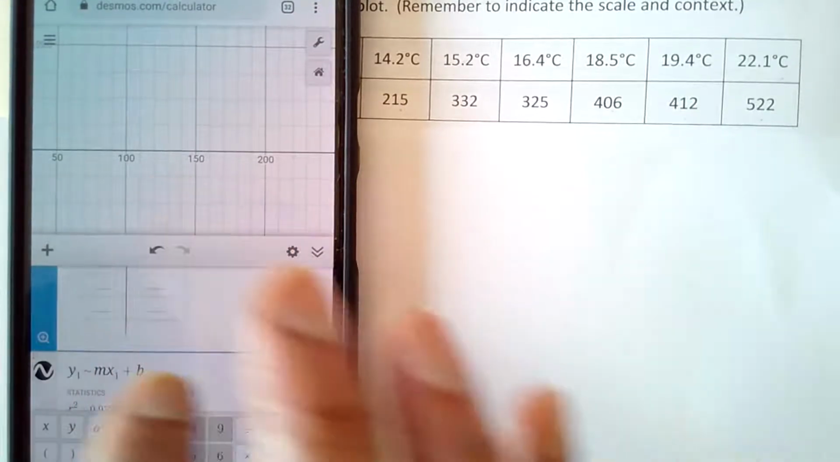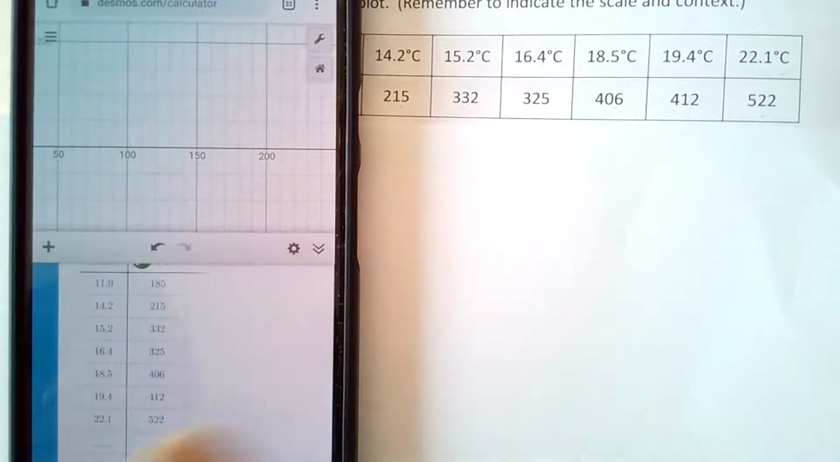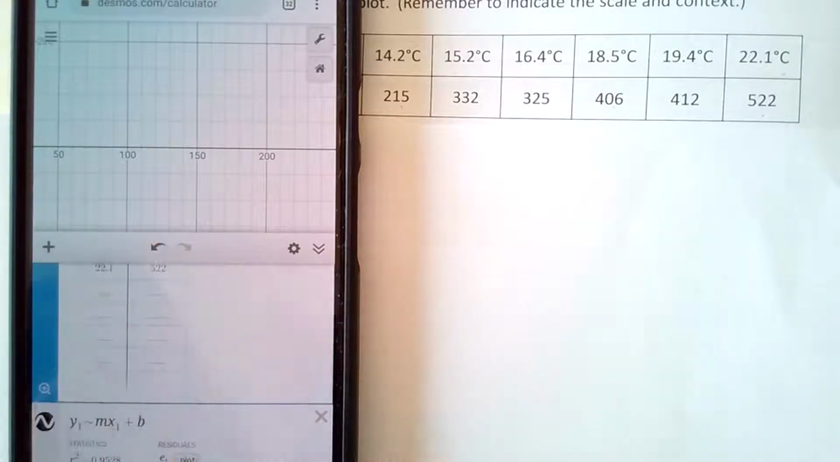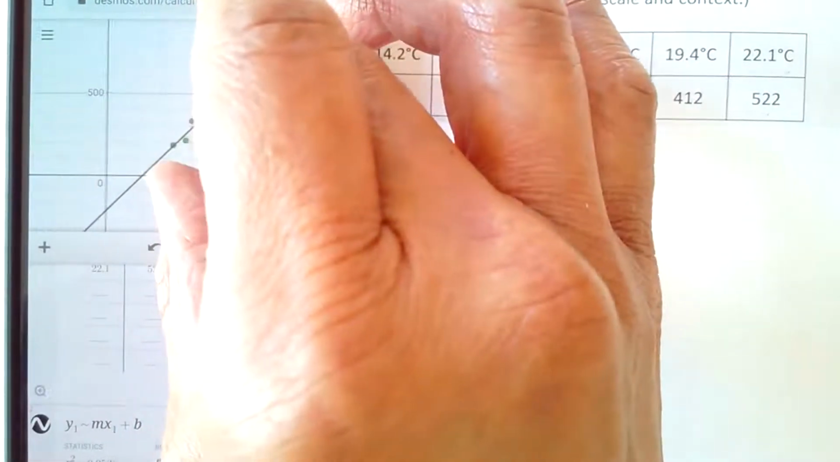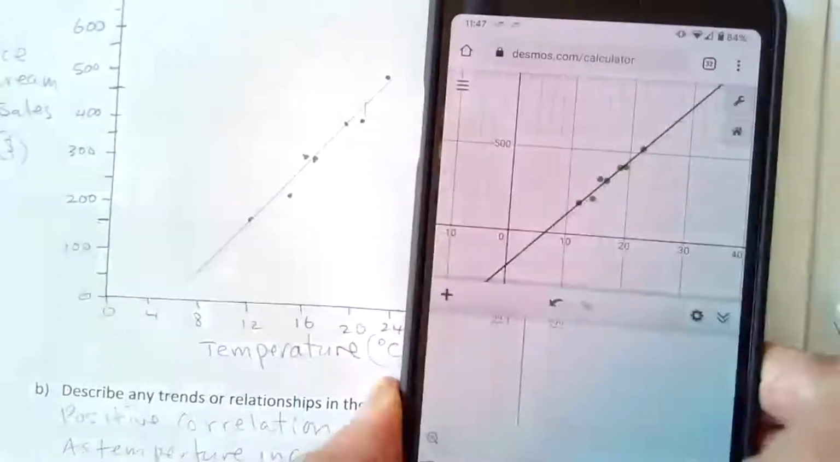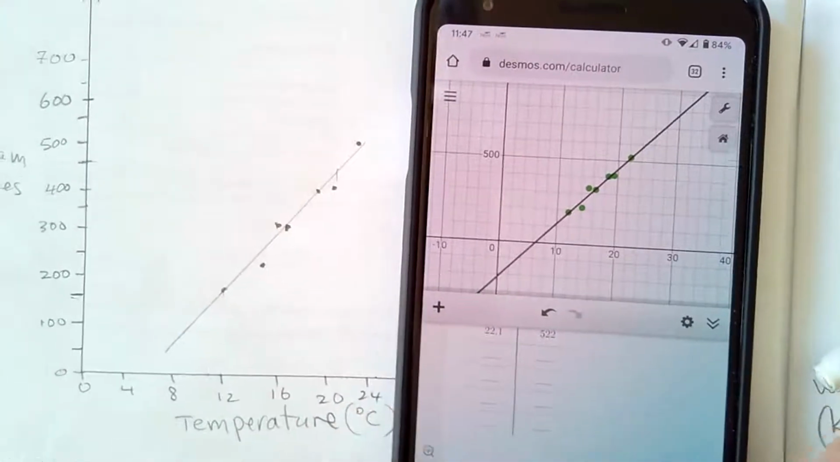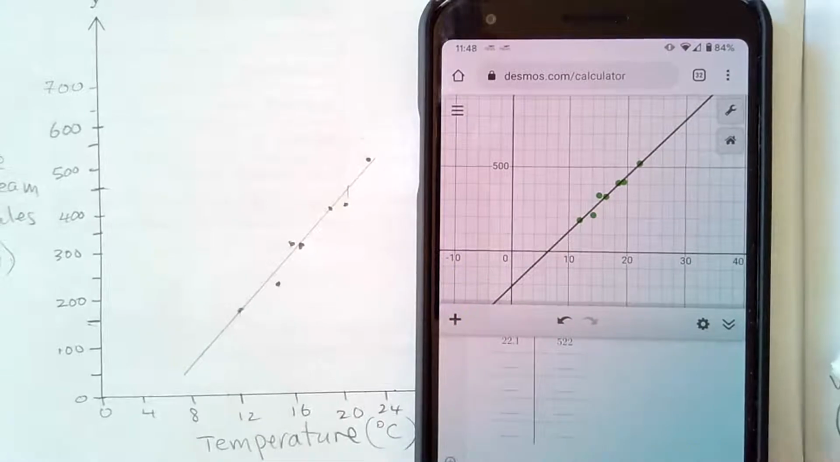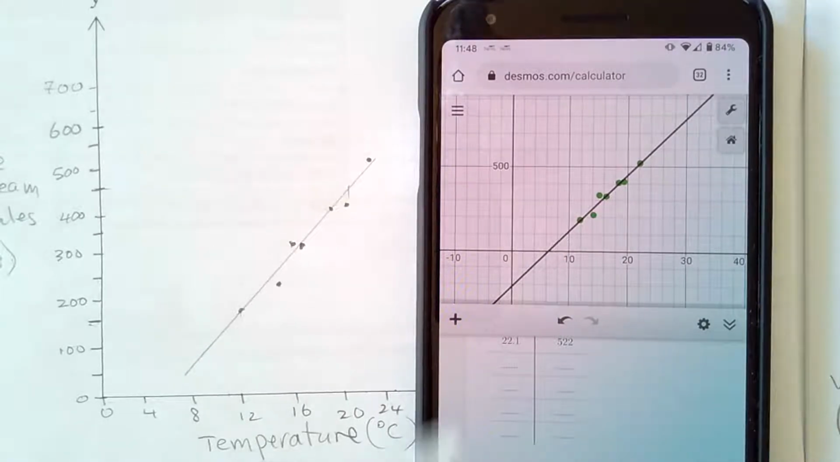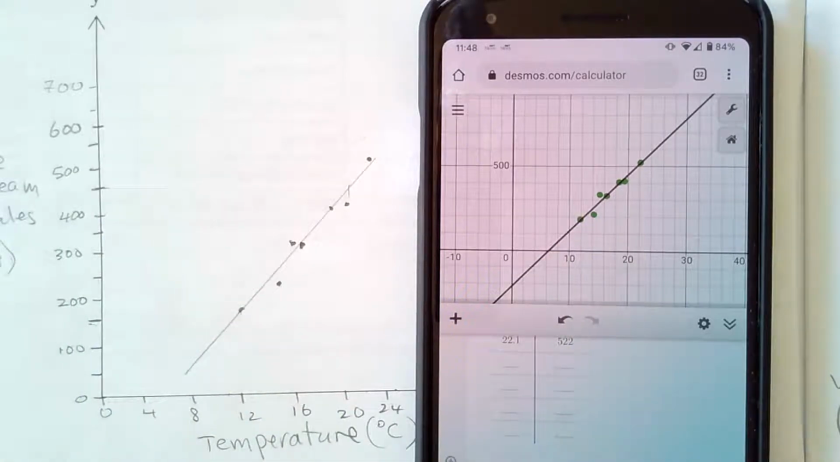So now I'll move up, hit the plus sign, and there is my graph, which is very similar, almost the same. So here's my temperature, and that's my ice cream sales, and those are my points, and a line of best fit.